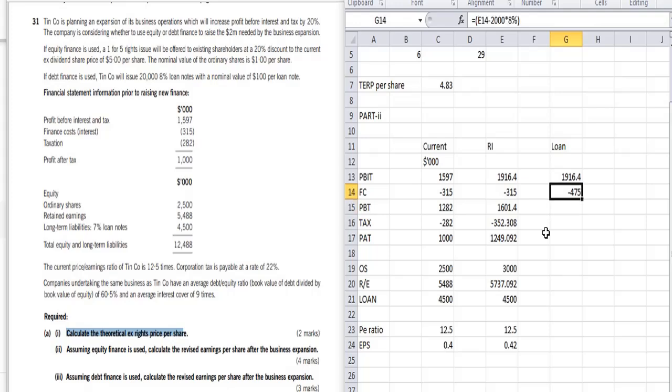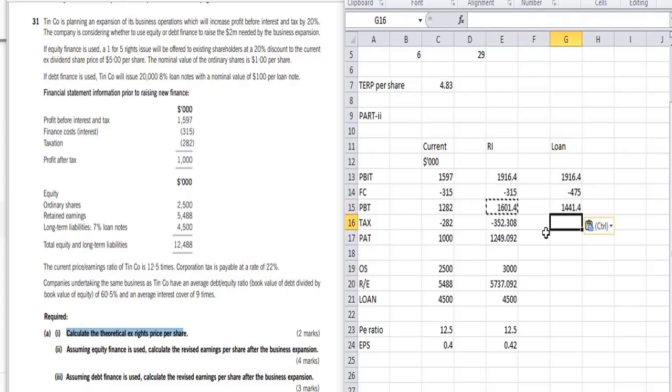I did nothing in this, we just have to take the existing finance cost and the new finance cost, which will be the additional finance cost that will occur due to taking the loan note, and we just have to add these two. We will get 475.